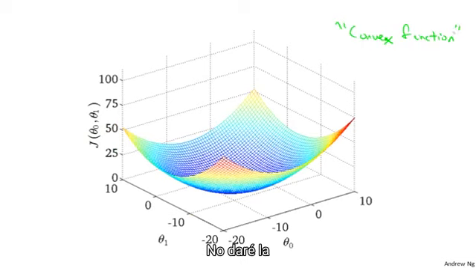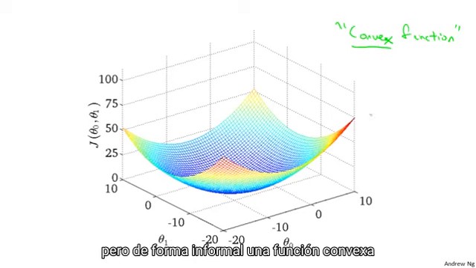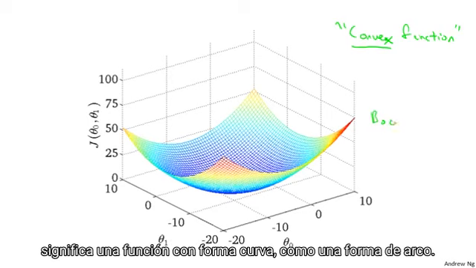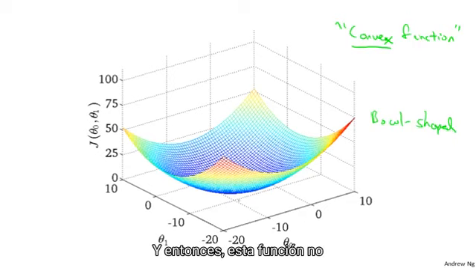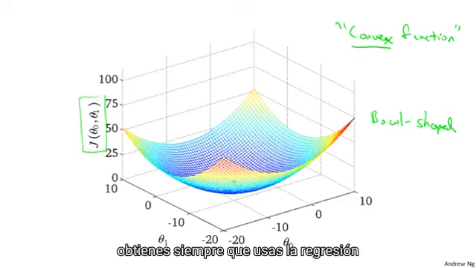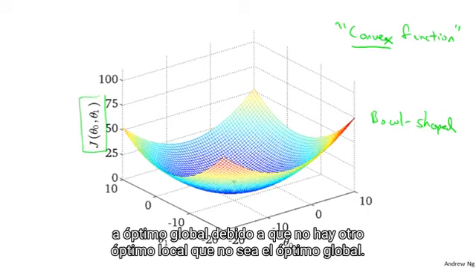I'm not going to give the formal definition of a convex function, C-O-N-V-E-X, but informally, a convex function means a bow-shaped function. This function doesn't have any local optima except for the one global optimum. Thus gradient descent on this type of cost function, which you get whenever you're using linear regression, will always converge to the global optimum because there are no other local optima.